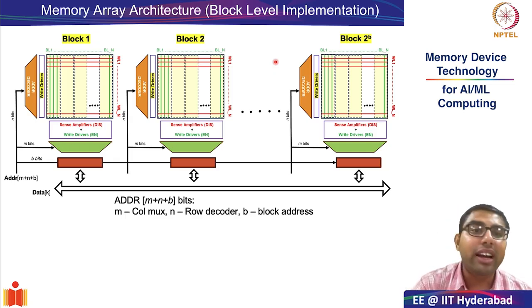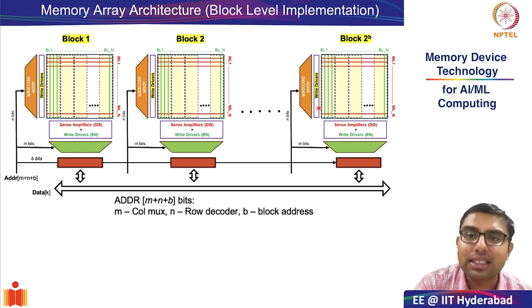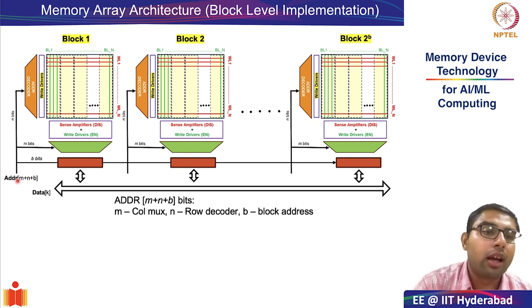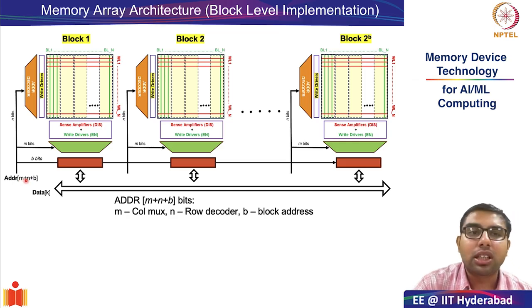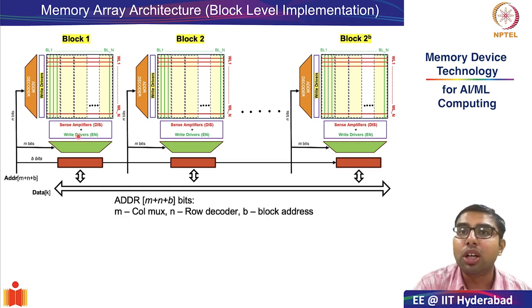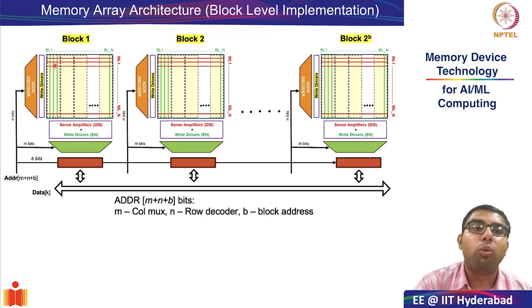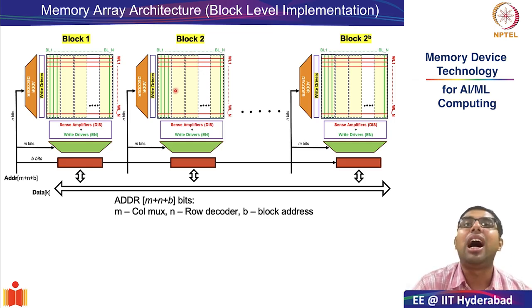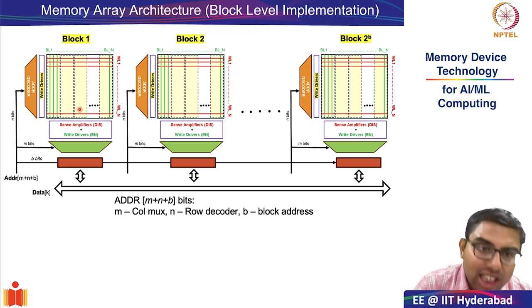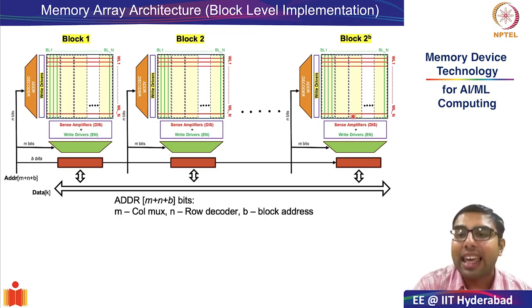So how does read or write access happen in this kind of architecture? It is very simple. The m plus n bits are supplied to each of the blocks, to the row decoder and column mux. So in essence, within all the blocks, the same word lines and bit lines are being selected. Each of them gives out k bits of data.